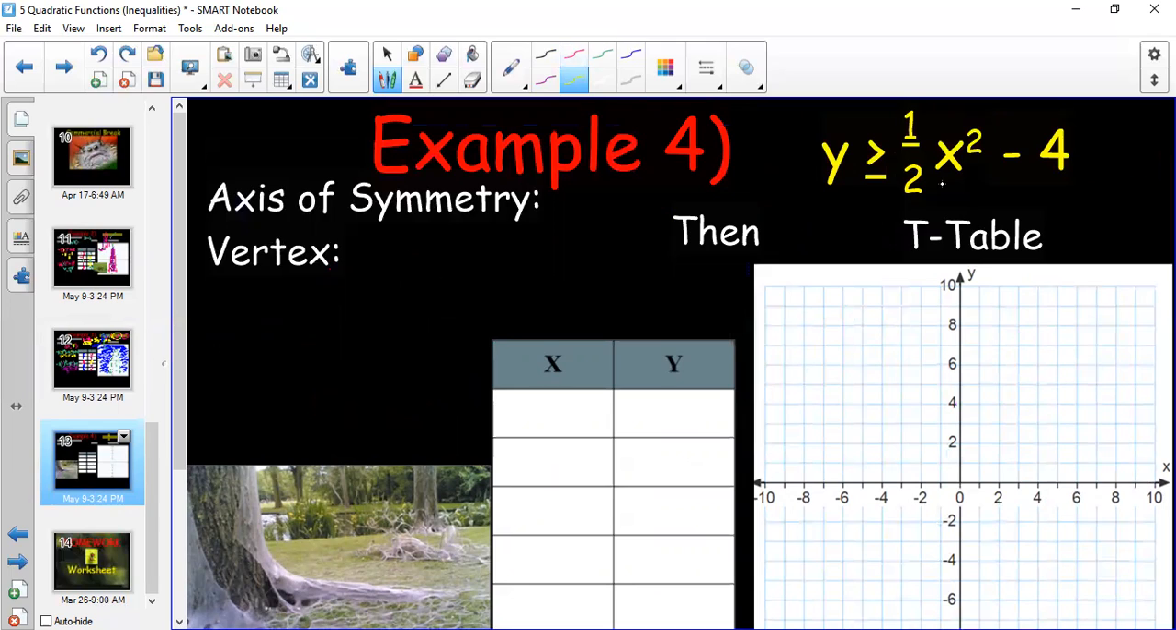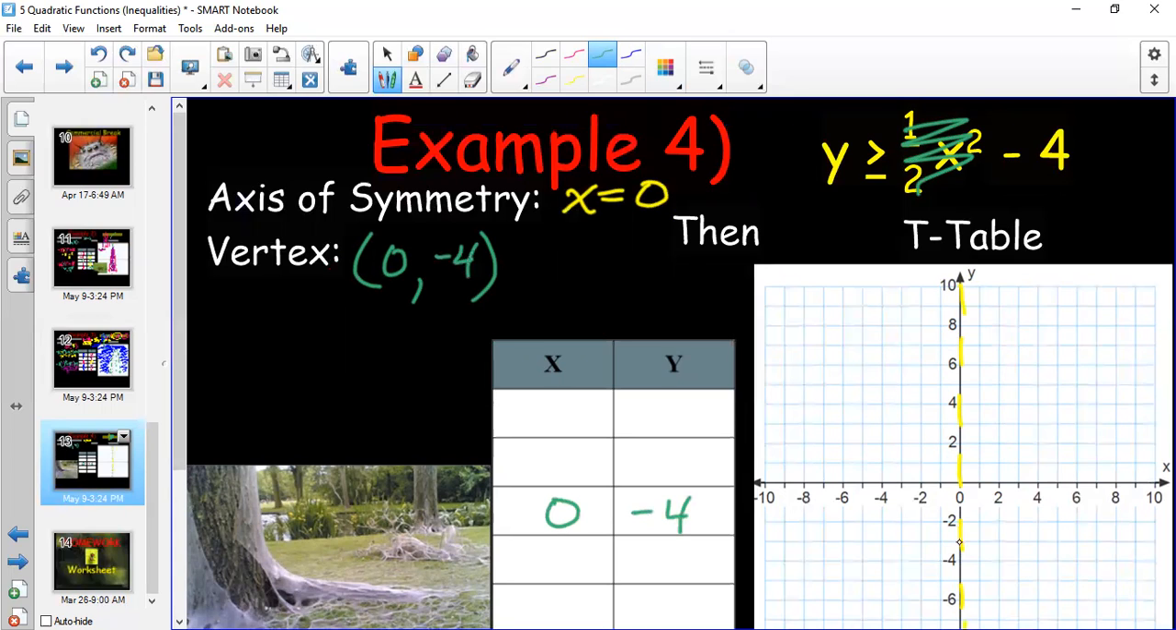Okay, so first off, we have to decide what kind of quadratic this is. It does not have a B term. That means our axis of symmetry is right in the middle at the y-axis, or x equals 0. And so our vertex then is the one that's a little bit easier to find. It takes out our x squared term, and it's just negative 4. So down 4.